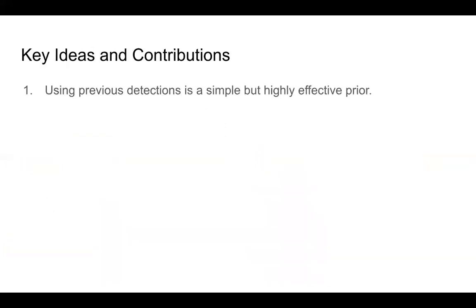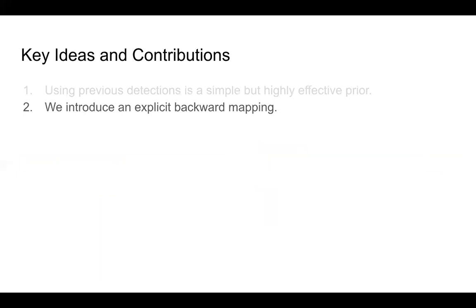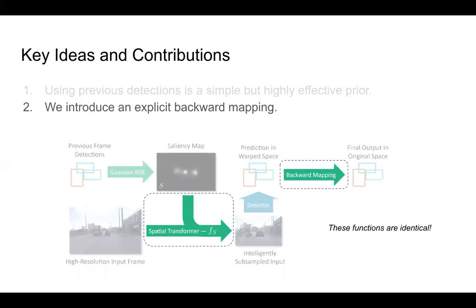Here are key ideas and contributions. First, we use the simple but highly effective prior of previous detections. This serves as a computationally cheap but data-efficient alternative to learning the saliency map as a function of the input, as done in Learning to Zoom. Second, we devise an explicit backward label mapping and demonstrate that this function is identical to the coordinate transform used to warp the image in the first place.